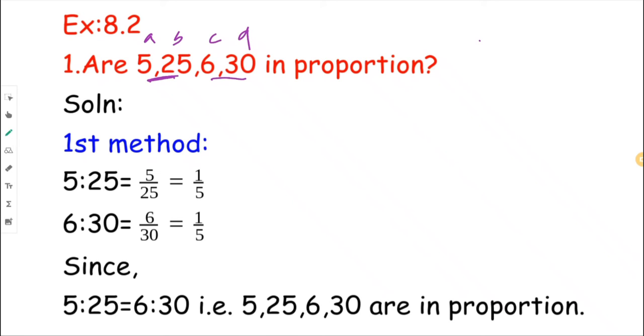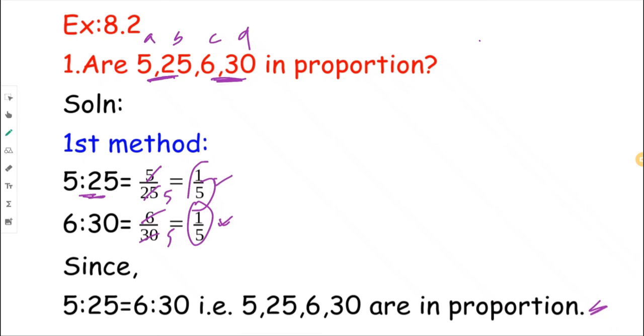So 5/25 can be written as 5:25, right? And 5:25 means simply 5 by 25. 5 on the 5, 5 5s are 25. That is what I'm getting. Now compare the last two again. 6:30, which can be written as 6 by 30, or 6 1s are 6, 6 5s are 30. You get the same 1 by 5, 1 by 5. So since they're equal, we'll say that they're in proportion.